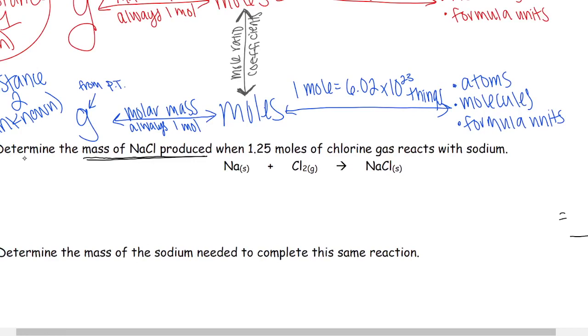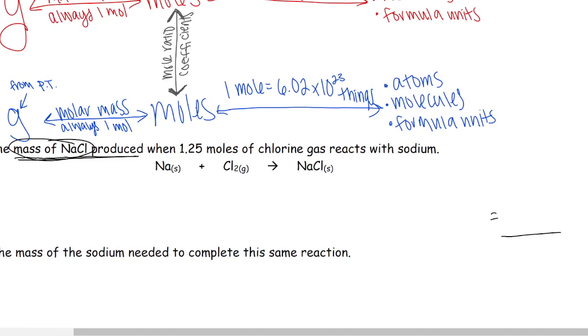Since that is what it says, determine the mass of NaCl, and the unit that we use for mass is grams. So grams of NaCl will be my final unit. If you are able to show me that you understand just that information, you have already earned yourself 1 point there. And then our given information in this question is 1.25 moles of chlorine gas.